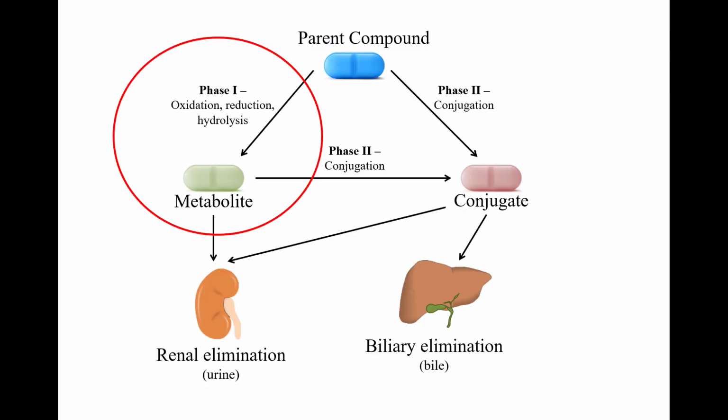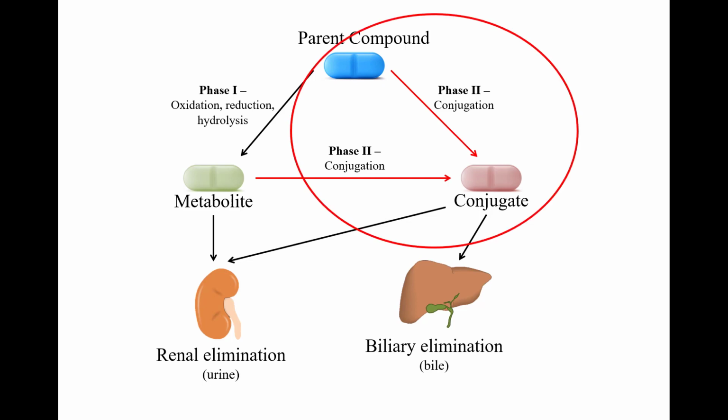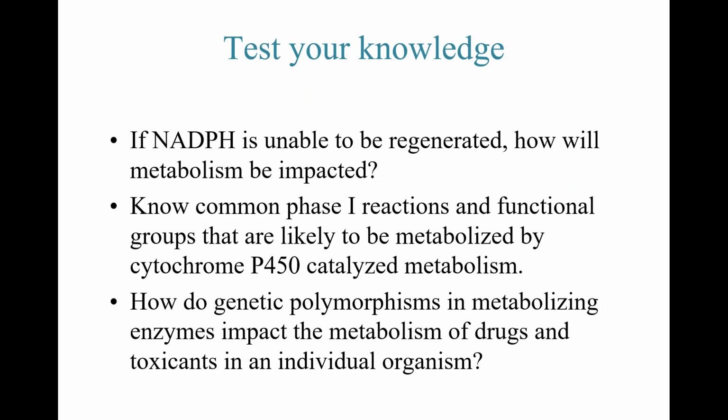Once a compound has undergone phase 1 metabolism, more of it may be able to be excreted through the kidneys. However, many products of phase 1 metabolism become substrates for phase 2 metabolism. In addition, parent compounds are directly metabolized through phase 2 reactions. In the next video, we will discuss the specifics of phase 2 metabolism. To test your understanding of this material, you should now be able to answer the following questions.